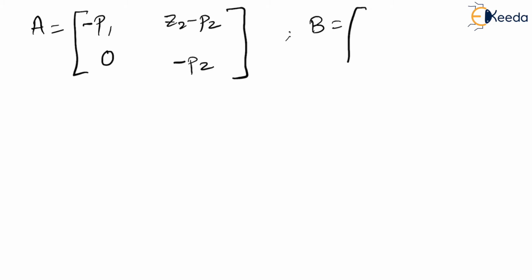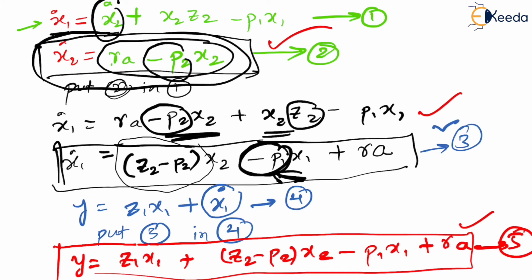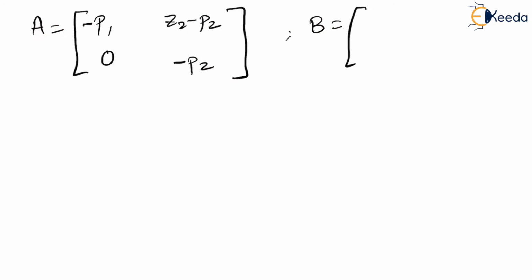What about B? Is there any dependency of input? In x1 dot, is there any dependency on the input? Because R is the input, right? R is the input. So yes, definitely it is A into the input. Similarly for x2 dot also, it is A into this R. So here both ways I am going to get A.